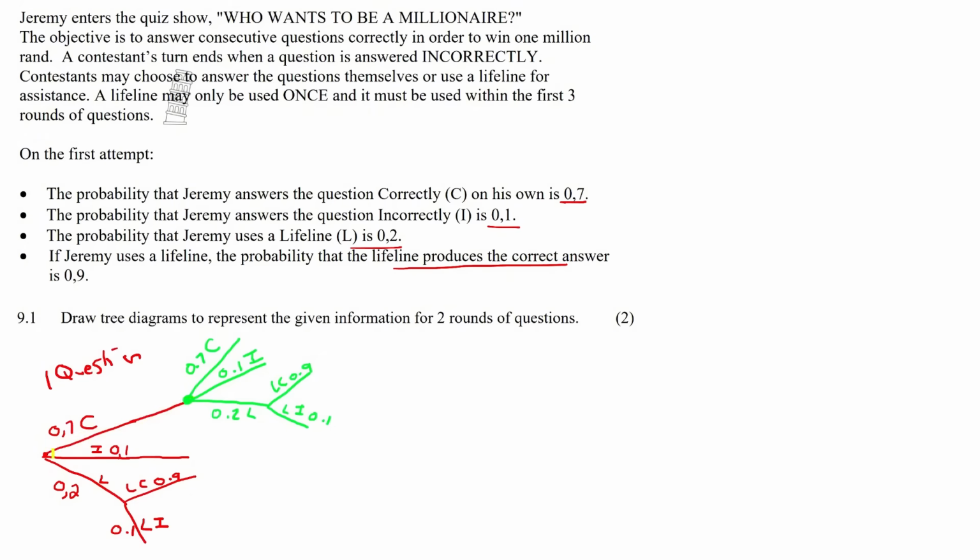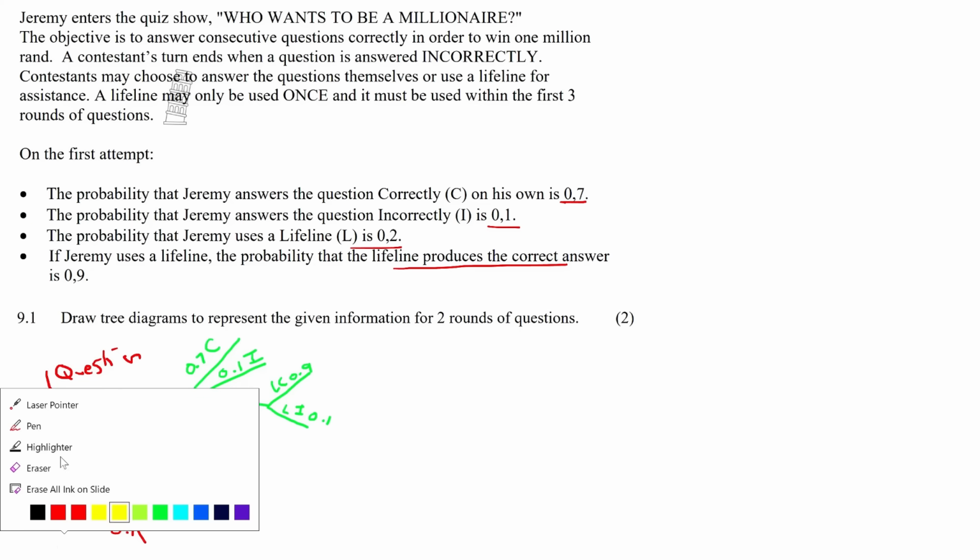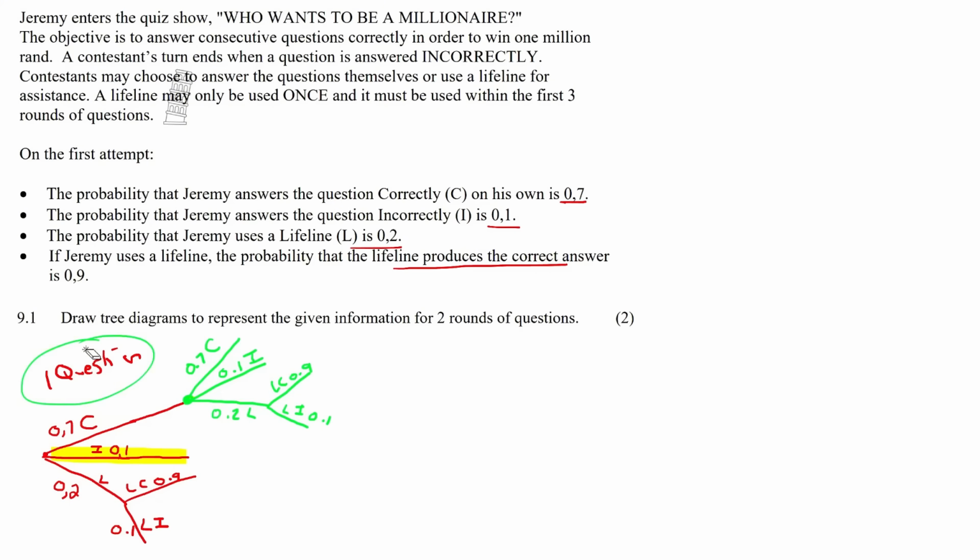Now, if we go down this pathway, then what does that mean for question 1? It means that Jeremy got it incorrect. So as soon as he gets it incorrect, it says here, a contestant's turn ends when a question is incorrect. So there will be no further branches. We could maybe add one and we could say, go home, Jeremy. Okay? So, yeah, that was a joke. But you get the idea. He can't do anything further after that. Sorry, let's just extend that like we did. And so there's nothing that you're going to add on over here. Okay, now let's go to this branch.